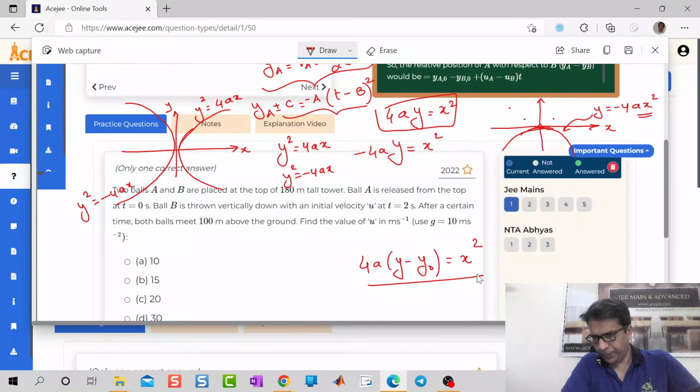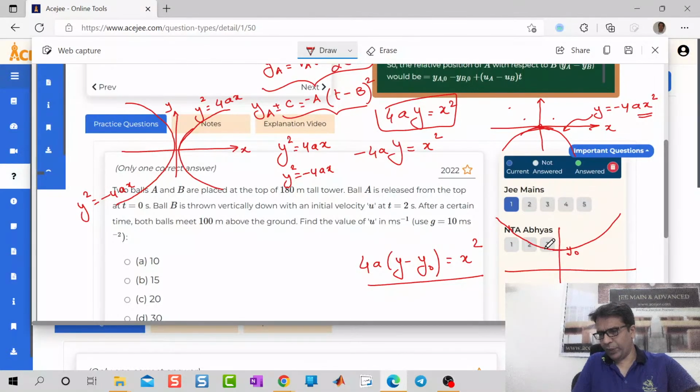Yes, Peter? 4a into y minus y0 is equal to x squared. So how will this plot look like? Any guesses? So I think the normal y is equal to ax square graph that we made, would it just start from higher? Just like this, what I've drawn here.